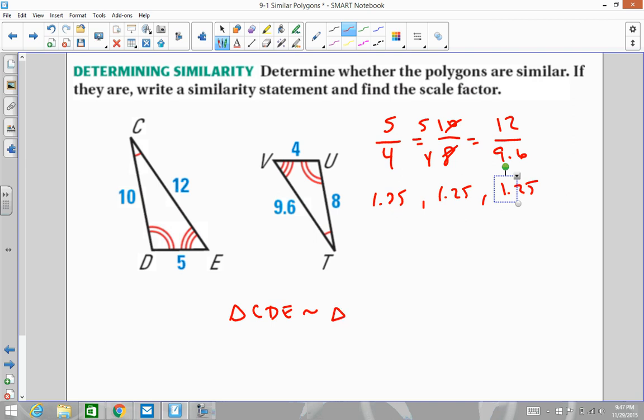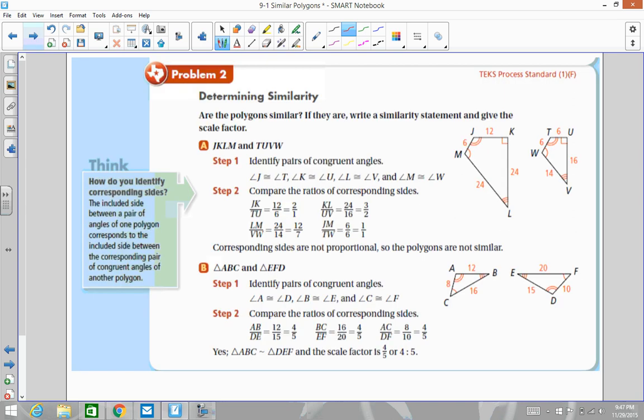So let's match up C, D, and E. The corresponding would be T, U, and V. And that's my similarity statement, and each one of my sides came out to be the same ratio. All right.